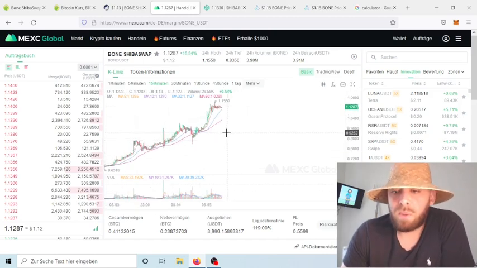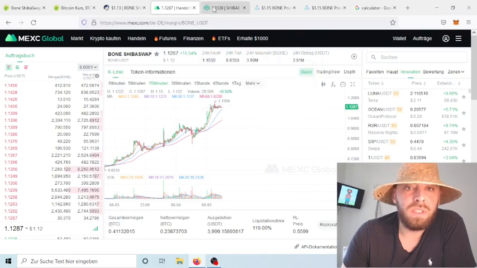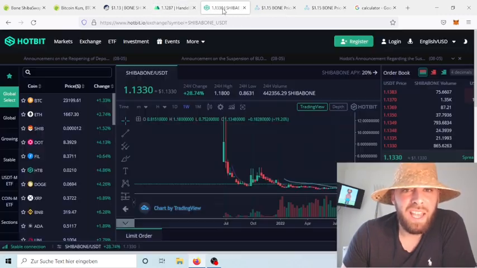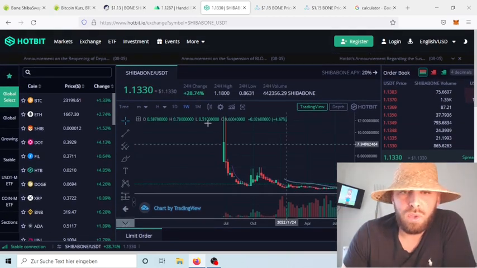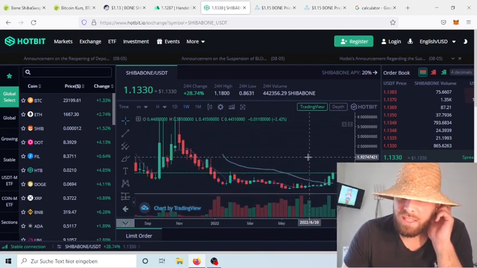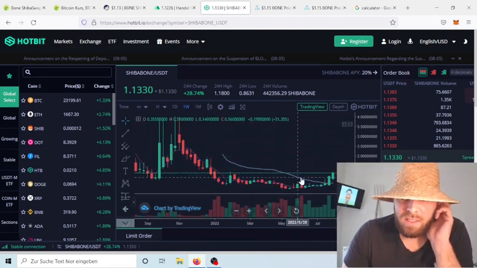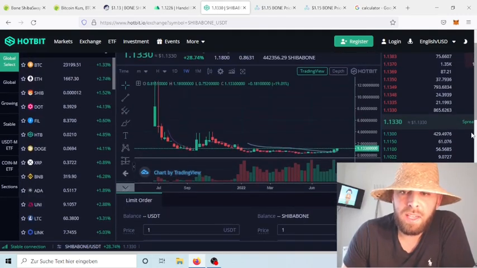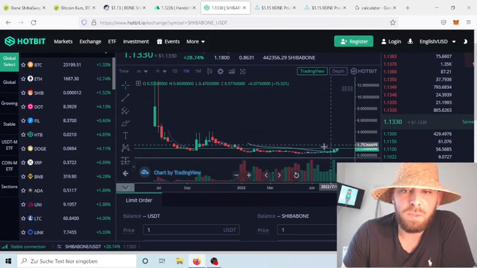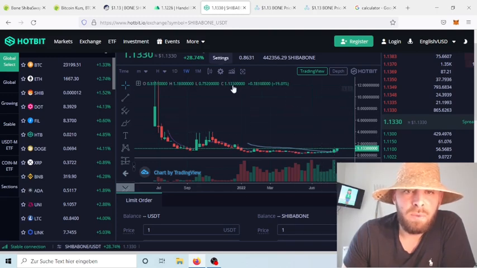With this, people would like to know which prices we could see for the BONE ShibaSwap token. Right now, it is quite difficult to predict. I always switch to Hotbit to show you the weekly chart. And as you can see, we have now passed the long-term downtrend, and I believe we will now see much bigger weekly candles and also monthly candles. Maybe we switch to the monthly chart afterwards.